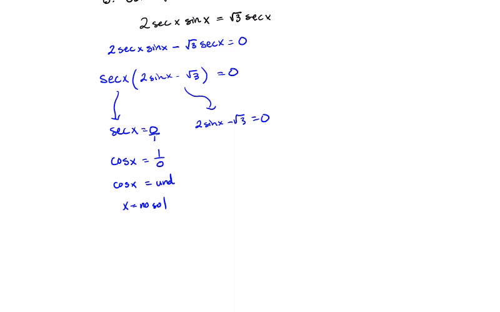And then in this one, we'd add rad 3, divide by 2. So sine of x equals rad 3 over 2. And so then we're saying to ourselves, where's sine rad 3 over 2? And that's going to be in the first quadrant and the second quadrant. So pi over 3 is when sine is rad 3 over 2, or 60 degrees. And then 2 pi over 3, or 120 degrees. So those would be our 2 answers. We really only have 2 answers for this one because the secant can't equal 0. And so then we just have those 2.